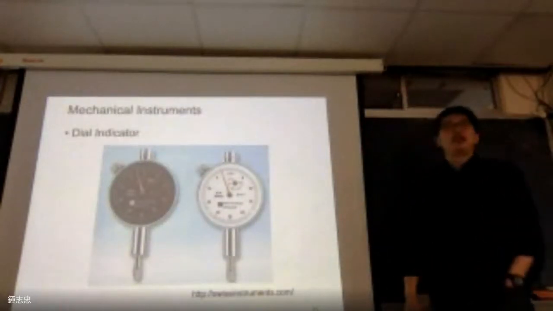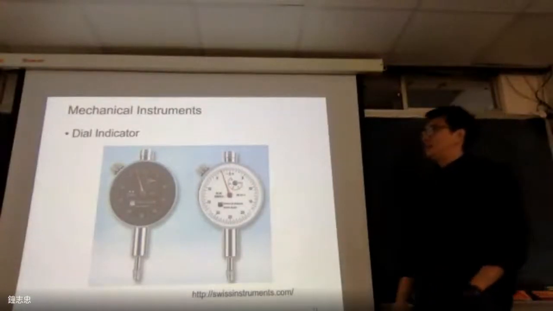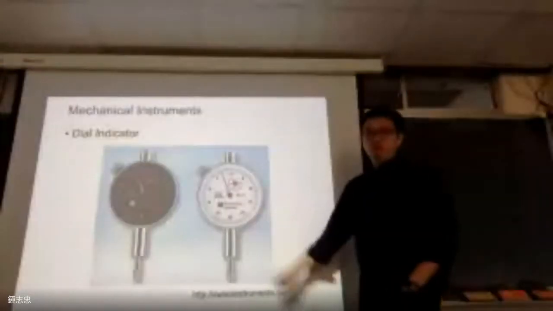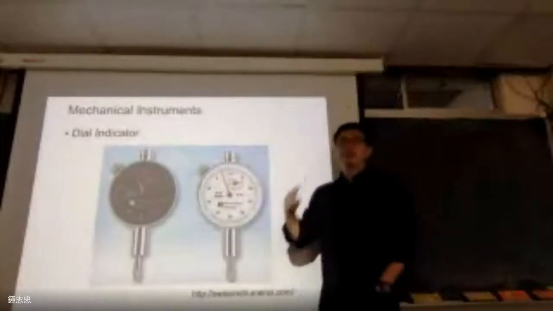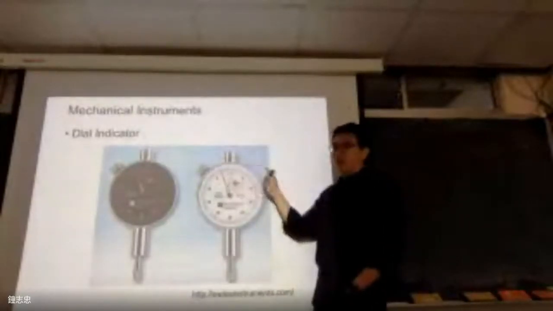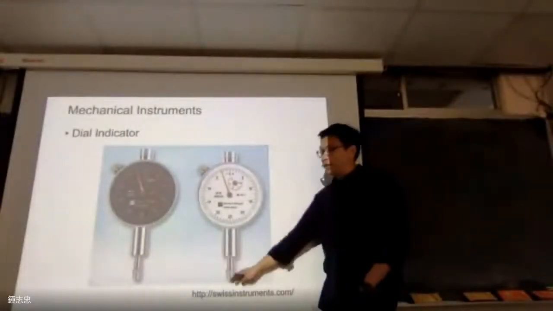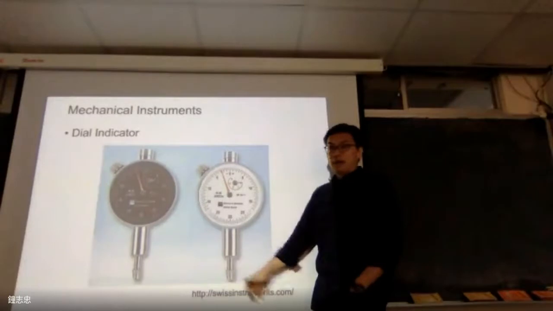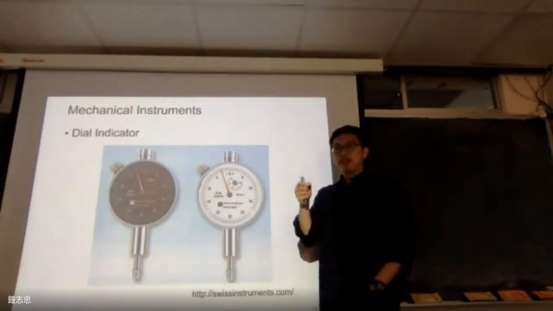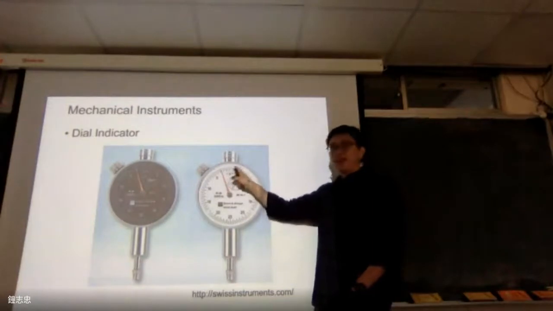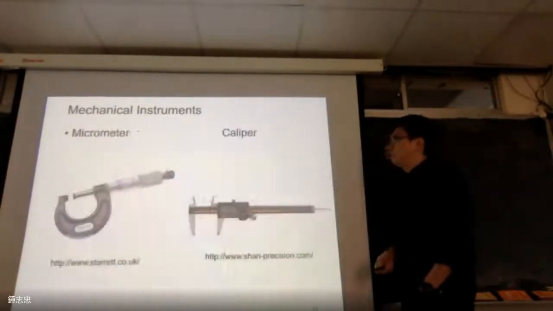So the first one I would like to talk about is the mechanical instrument. This is the typical one, what we call a dial gauge or dial indicator. I think all of you already use this kind of dial gauge. This is for displacement. Very useful, but you need to manually read the ticks by yourself, right? So this is a mechanical instrument.